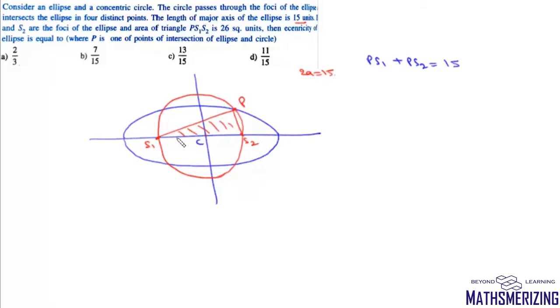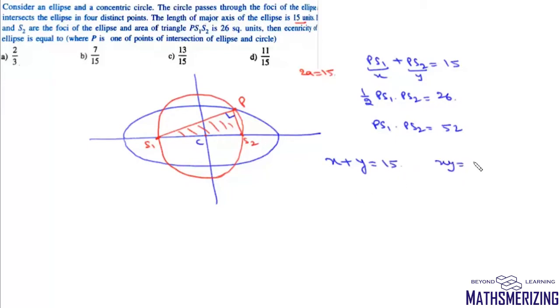Now since S1S2 is diameter and this point P lies on circle, that means this angle is 90 degrees. So area of this triangle simply will be half base into altitude. So we write 1 by 2 PS1 into PS2, and this value must be 26. So from here we write PS1 into PS2 must be equal to 52. Now we'll take PS1 as say X and PS2 as Y. So we'll get two equations which are X plus Y is 15 and X into Y is simply 52.